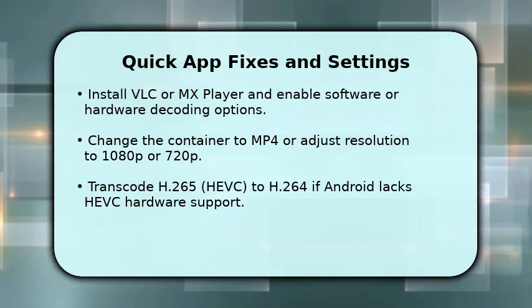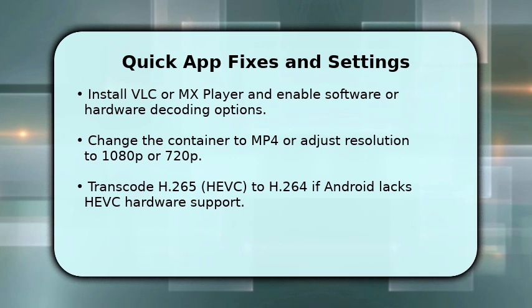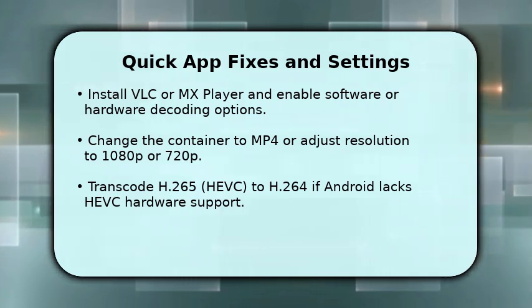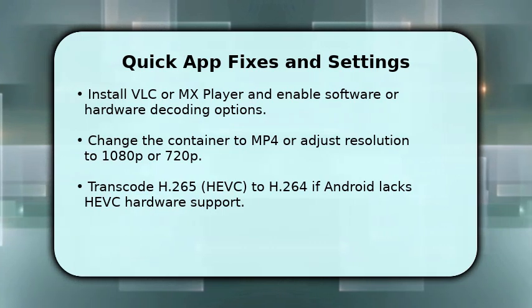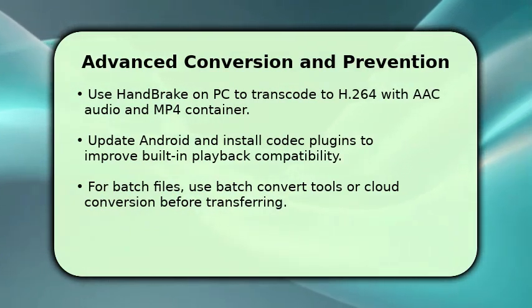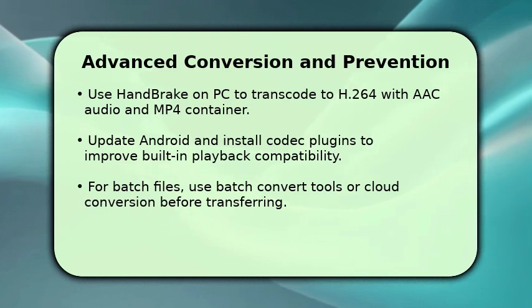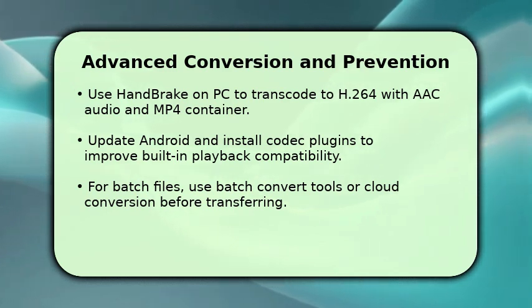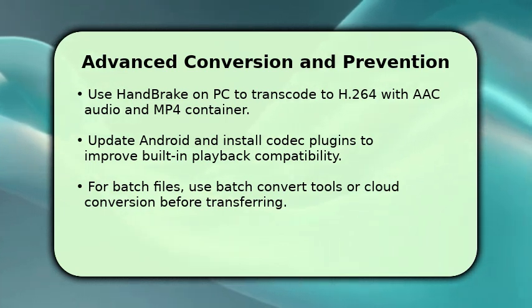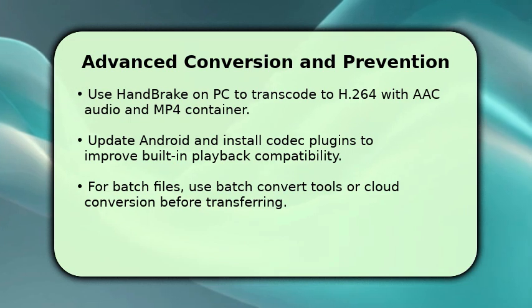For reliable results, use HandBrake on a PC to transcode to H264 video and AAC audio in an MP4 container. Set a target resolution like 1920x1080 and a bitrate around 5 to 8 Mbps for good quality. If files are larger than 4 GB, consider splitting or using exFAT formatted storage for fewer issues.